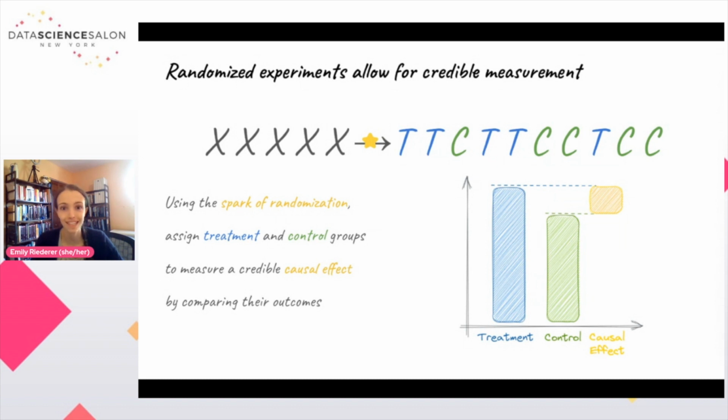A/B testing. The essential framework that I'm sure all of us are familiar with is that we take an undifferentiated population and apply the spark of randomization to assign otherwise similar individuals to treatment and control groups. Then we can take the treatment group and apply some sort of new strategy or program, like a drug or a marketing campaign, but withhold it from the control group. Thanks to randomization, we can then credibly understand the outcome of our treatment simply by comparing the outcomes of these two groups.